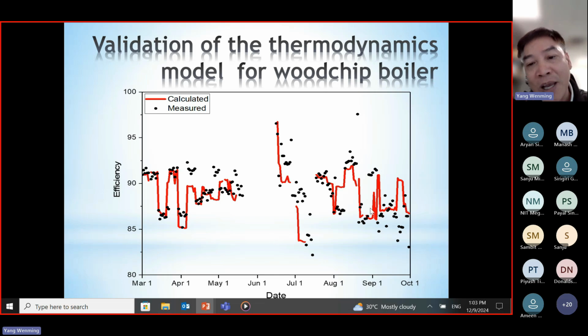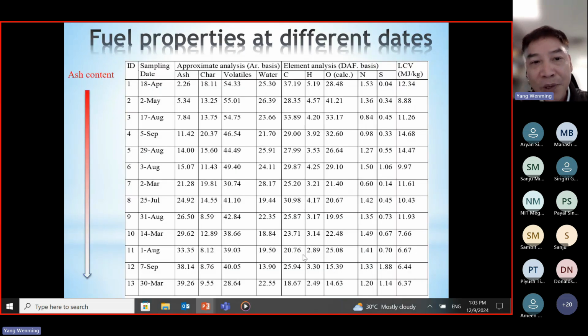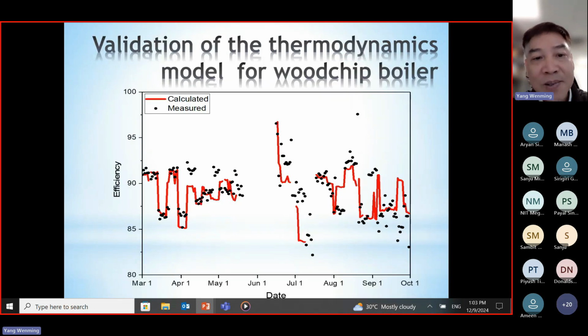So from here we can see we have collected more than 70 to 80 samples. In this table, we just show you 13 samples. Actually, we have collected and analyzed more than 70 samples.